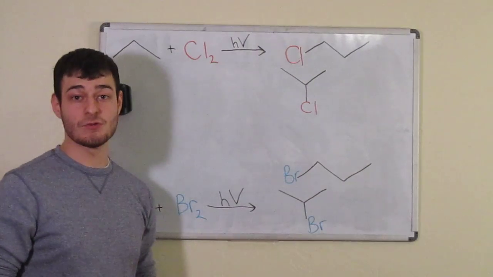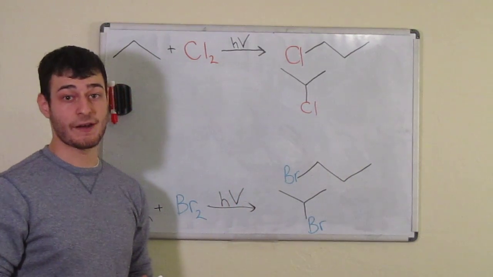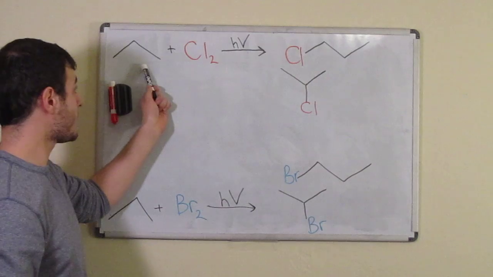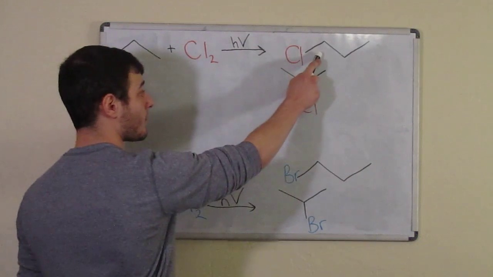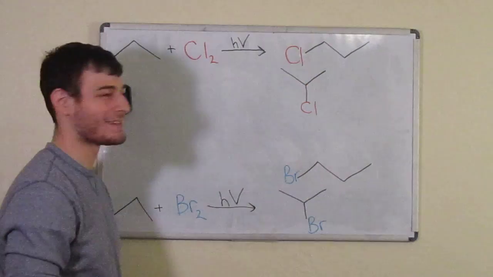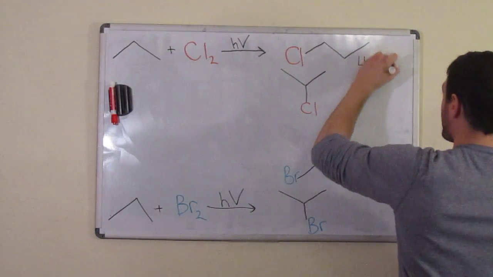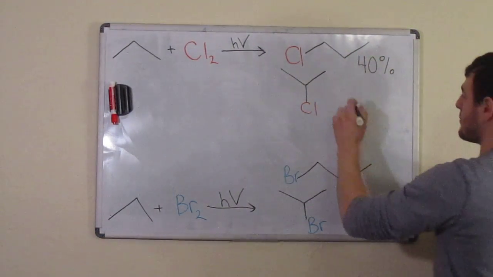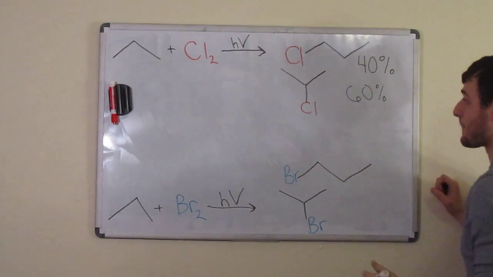And when you actually do this reaction in the lab, you get different relative amounts of your products. So for the chlorination of propane, your two monochlorinated products are 1-chloropropane and 2-chloropropane. So when you actually do this reaction, you get about 40% of your 1-chloropropane and 60% of your 2-chloropropane.